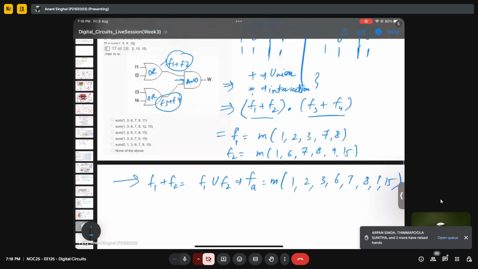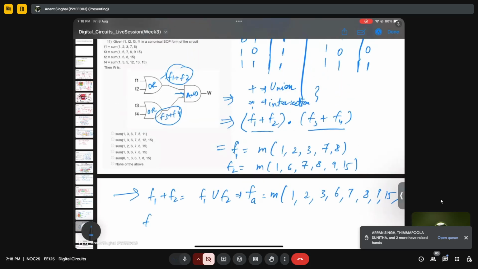Okay, sir. Yes. Similarly, for F, the common term should be taken only one time. What's the point of repeating? There is only one in the term. Similarly, let's say FB is F3 plus F4, so that would be F3 and F4.